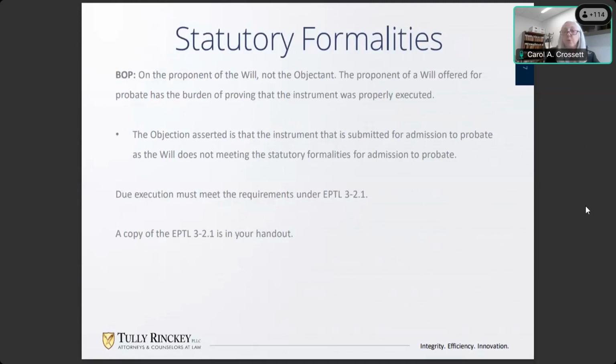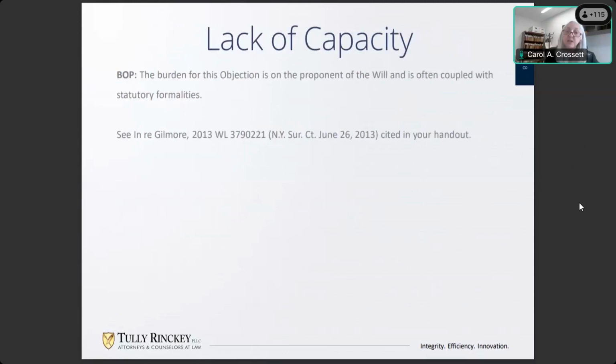Next, we start to get into more depth here with the objection related to lack of capacity and undue influence and so forth. The burden of the objection is first on the proponent of the will, and it's often coupled with a statutory formalities objection and other objections related to a claim that the decedent lacked capacity, and as a result, was more susceptible to undue influence, fraud, and so forth. That's often coupled with it.